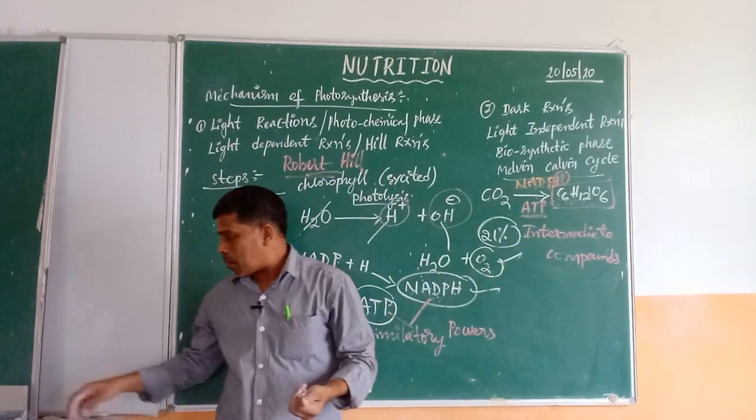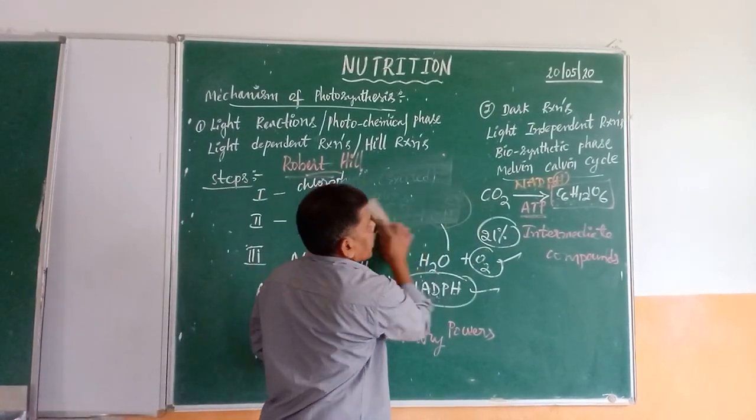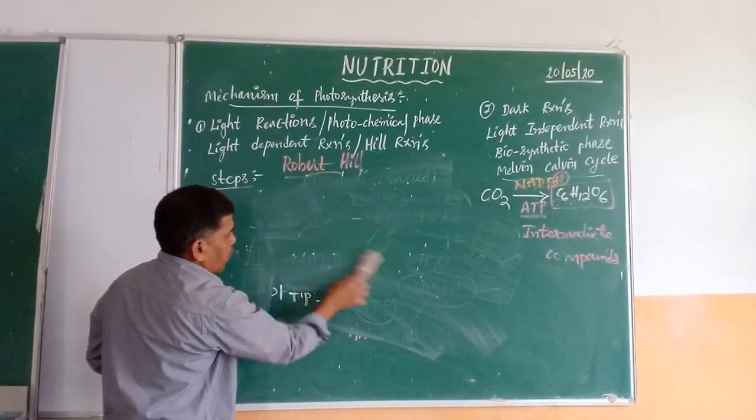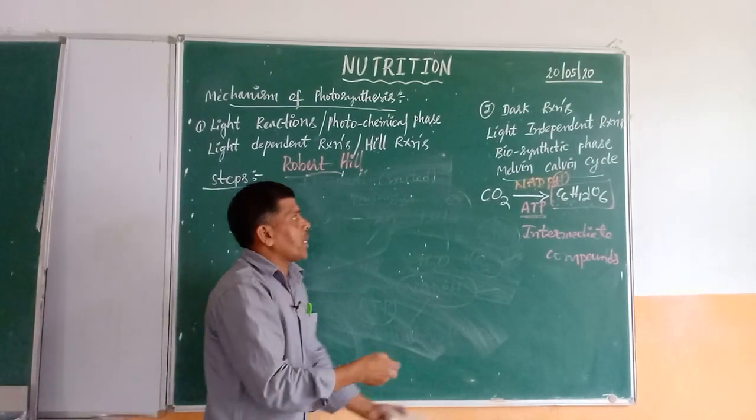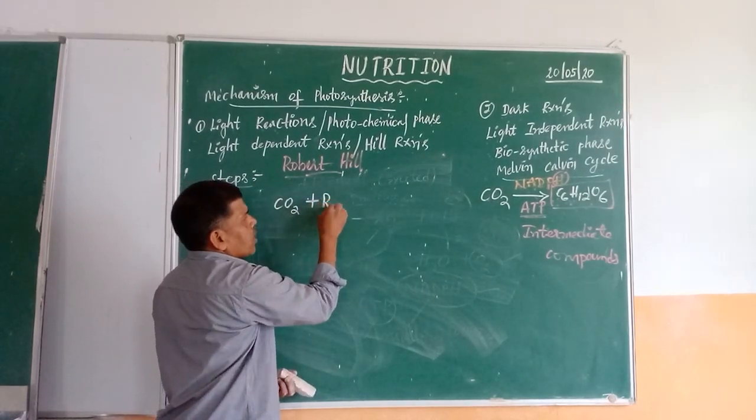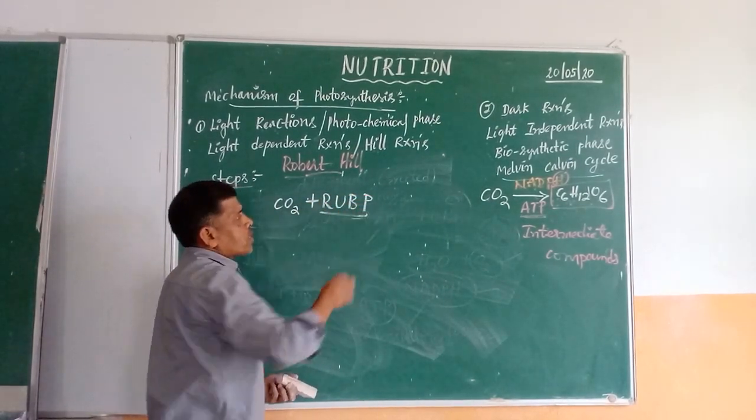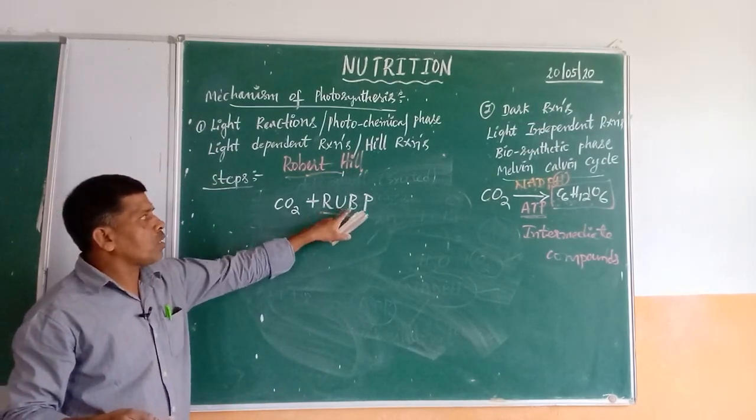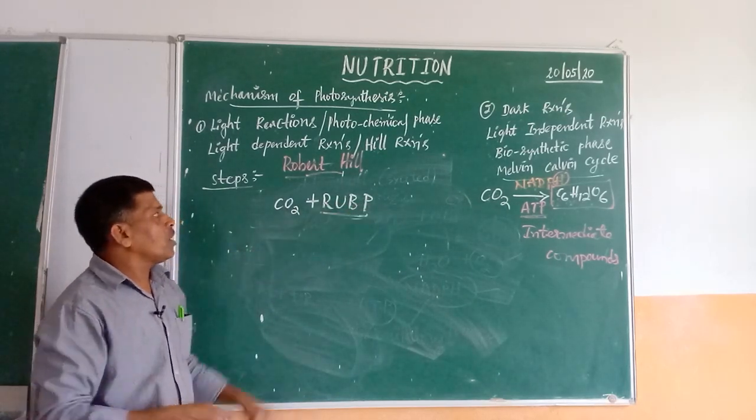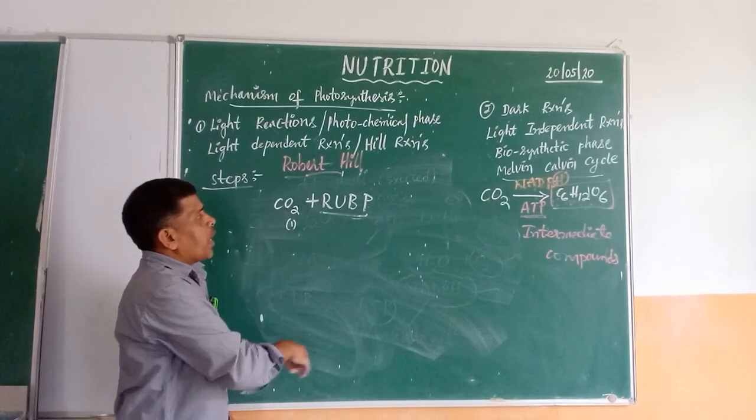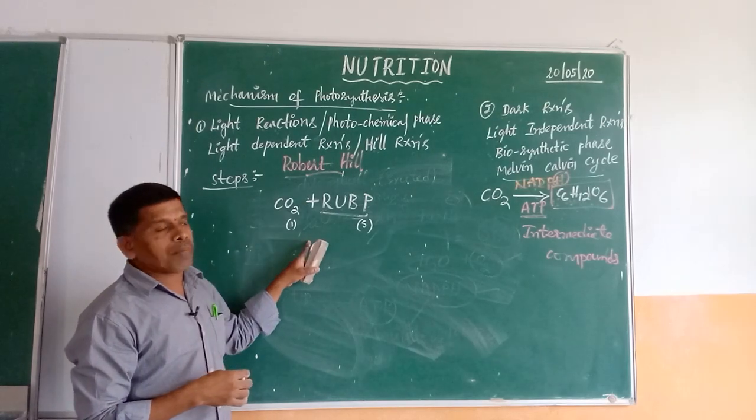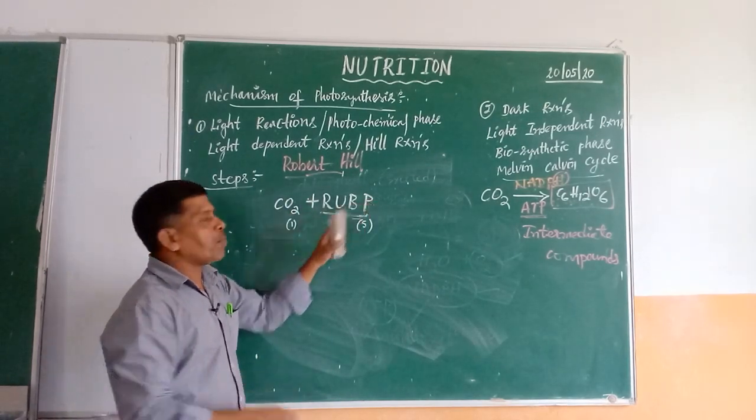So in the beginning, the carbon dioxide reacts with a substance, that is RuBP. What is this RuBP? Ribulose bisphosphate. Let us see how the reaction takes place. The carbon dioxide molecule is reacting with a molecule called RuBP. What does it stand for? Ru stands for ribulose, B stands for bis, and P stands for phosphate. Ribulose bisphosphate, right? This carbon dioxide contains one carbon and ribulose bisphosphate contains 5 carbons in it.